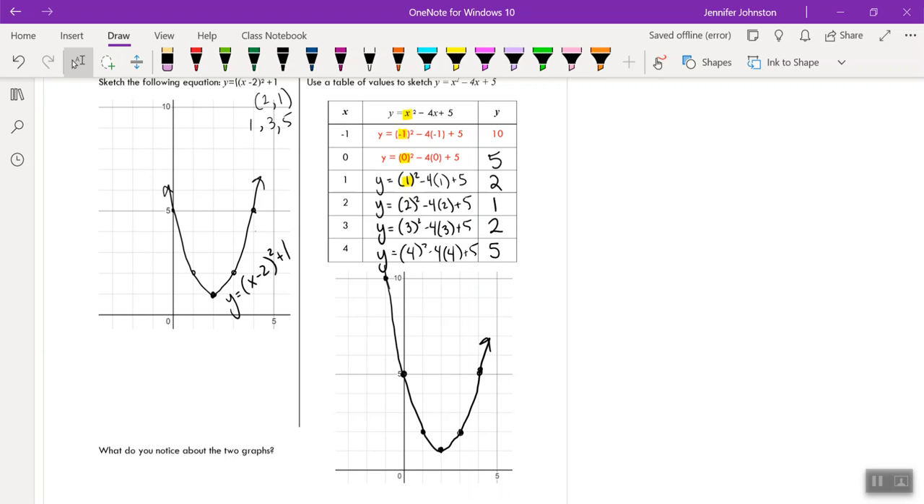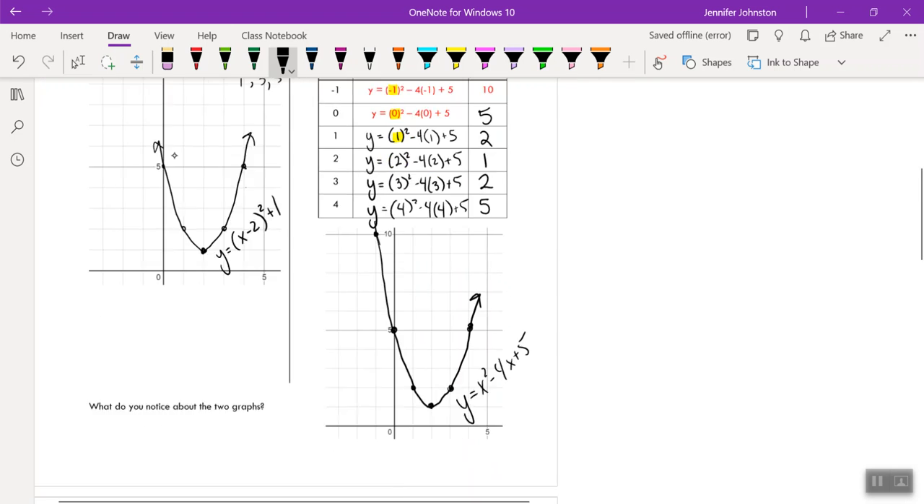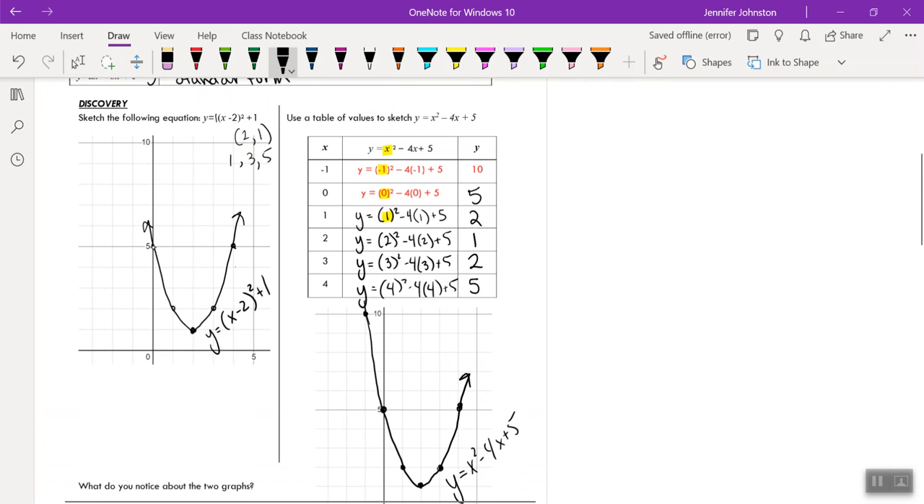What do you notice about these two graphs? Well, this one is like x squared minus 4x plus 5. What do you notice about these two? This one looks a little longer right here. Would that be okay for this one if we moved over one up 1, 2, 3, 4? Yeah, I didn't do over one up 5, so if I did, maybe it'd be a little bit different.